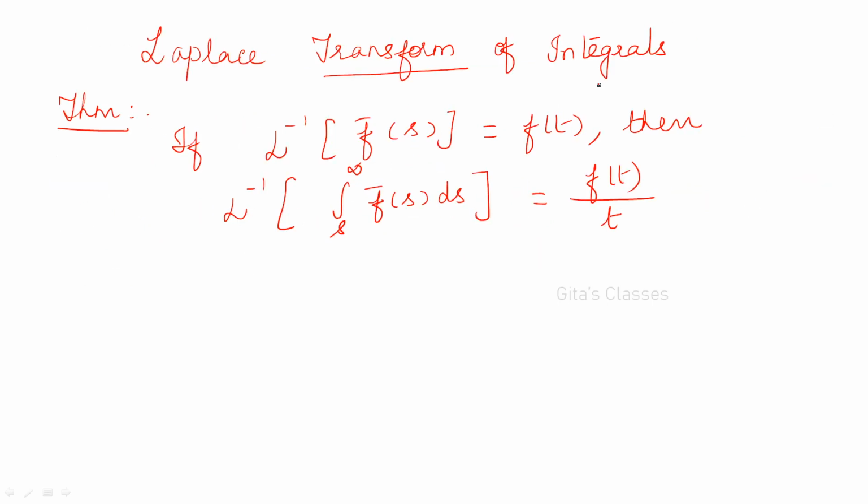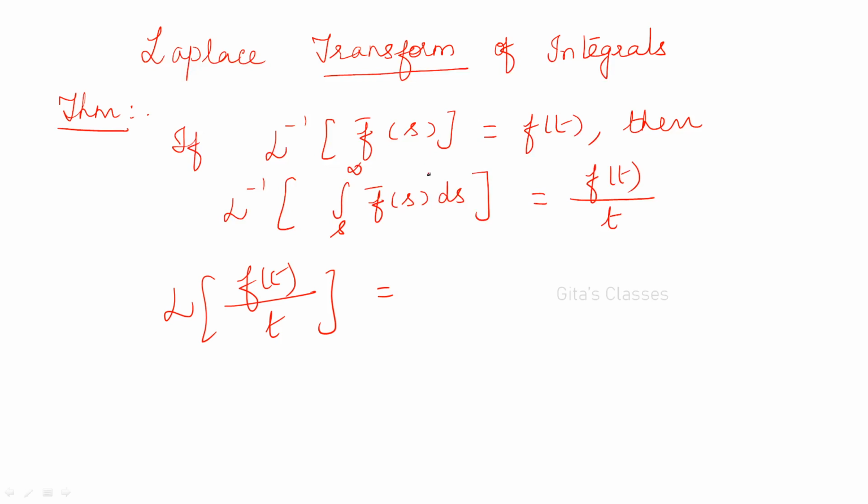So this is the inverse Laplace transform of integral. If L inverse of f bar of s is f of t, then L inverse of integral s to infinity f bar of s ds is equal to f of t by t. We know that already, in Laplace transform we have studied this, right? If multiplication is there, t into f of t means differentiation. f of t divided by t means integration.